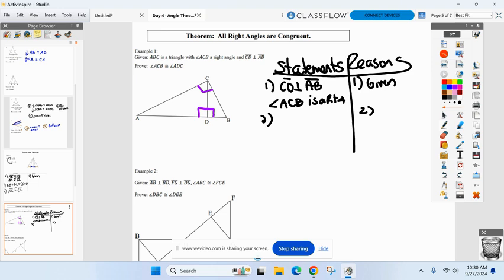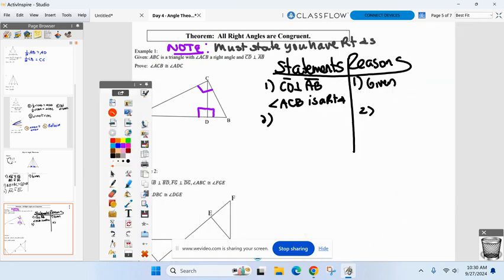So right below where it says theorem, all right angles are congruent, write a little note for yourself going forward. You cannot use this whenever you want. Here's the note. Must state you have right angles before using. Okay? You must state you have right angles before using this. So if you want to tell me, I'll let you write it down and explain.